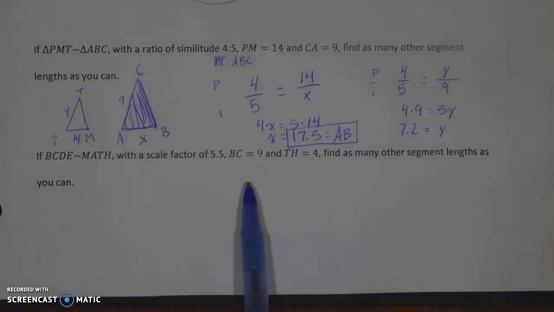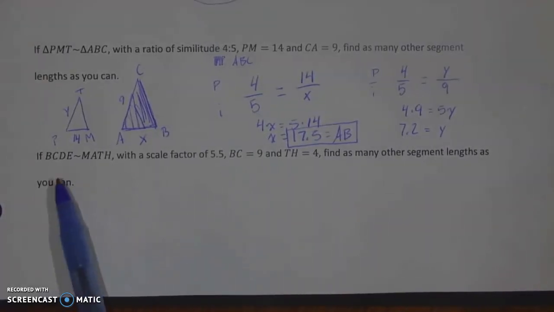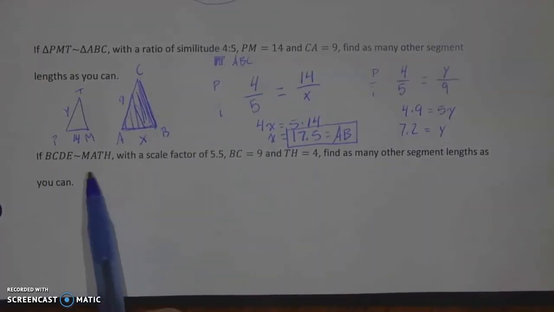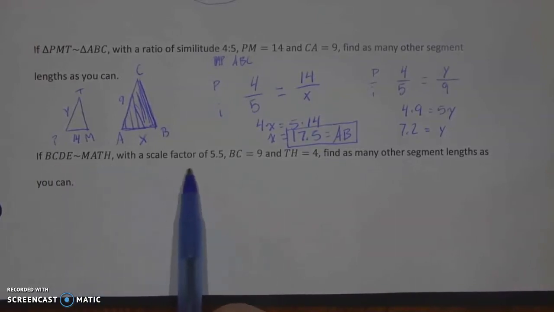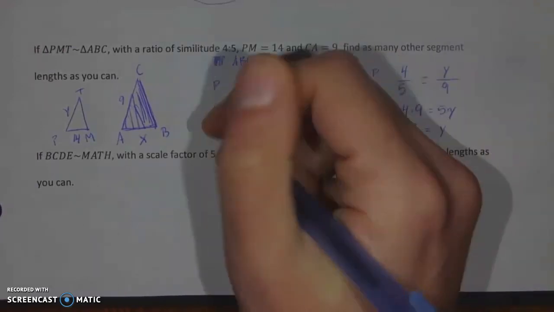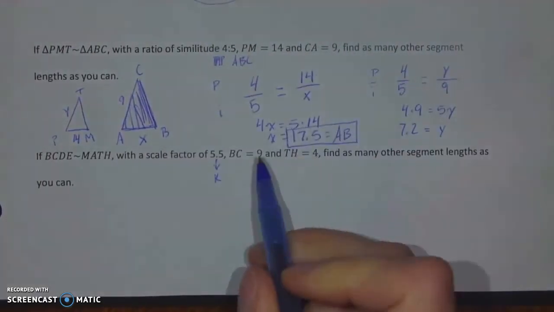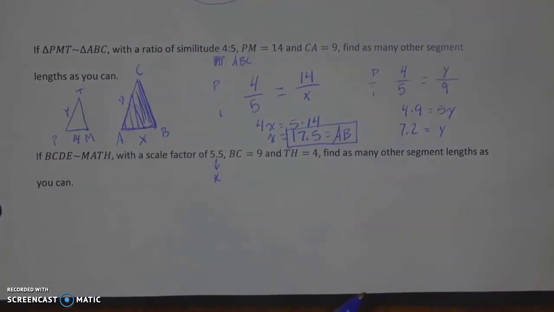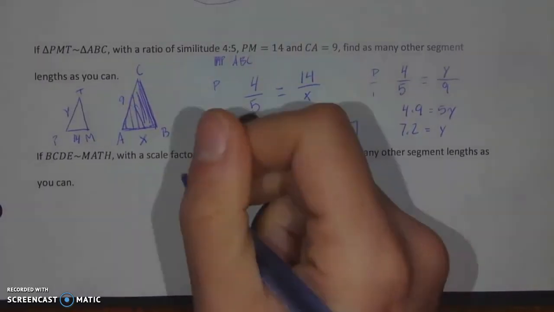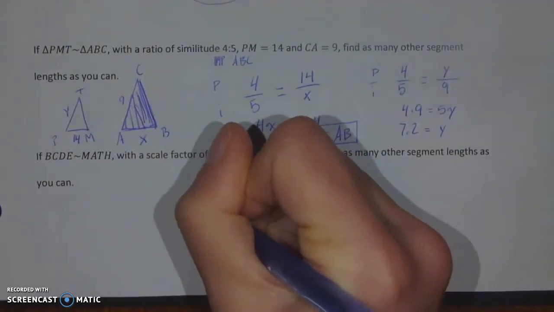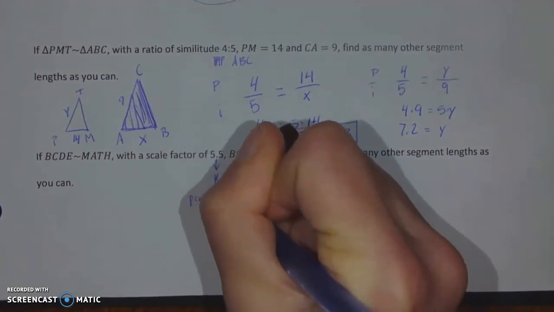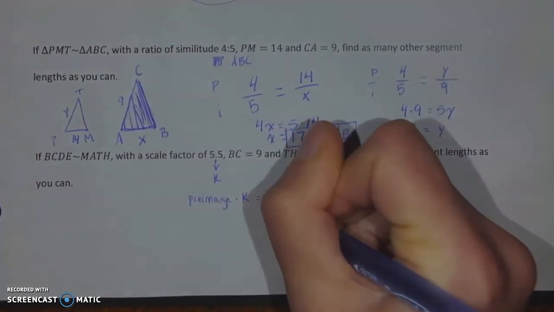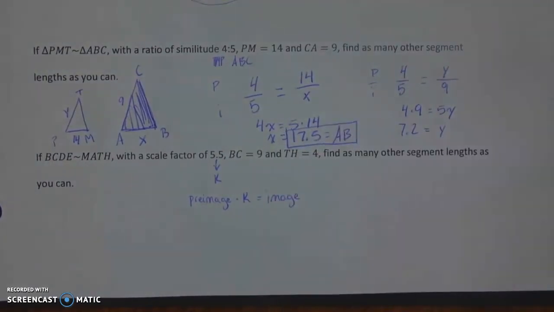You can do the same sort of thing using scale factor. So if we knew that these two figures were similar, BCDE is similar to MATH, with a scale factor of 5.5, that's our K, and BC is equal to 9 and TH equals 4, we want to find as many other segment lengths as possible. Now the difference here is when it gives you scale factor, you've got to remember that you're working with pre-image times K is equal to image for your formula, okay?